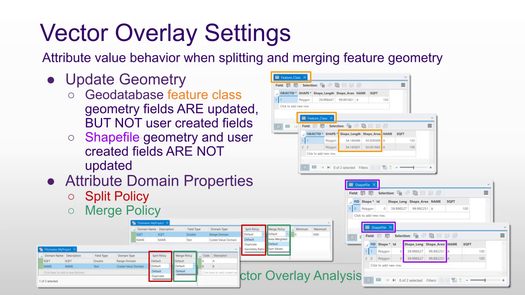Now, there are also some attribute and domain properties that you can set that control attribute value behavior when you split and merge feature geometry. And so these policies for split and merge can be preset in the attribute domain. If you look at the attribute domain properties window, you can see that the split policy includes options for default, duplicate, and geometry ratio. And for merge policy, it's area weighted, default, and sum. And so let's take a closer look at these two policies and how they affect attribute values.